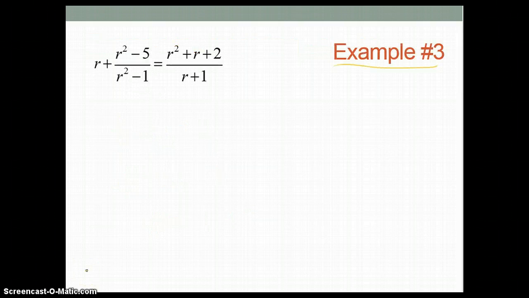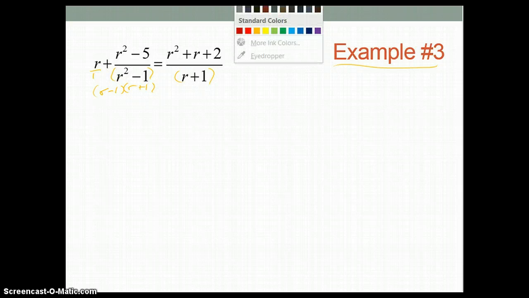Example 3 is going to be much like the other examples. The only difference here is we have r squared minus 1. So instead of writing that, I'm going to write r minus 1 times r plus 1, which is the factored form. Remember, this bottom over here is 1, and this one is r plus 1. So here, definitely consider multiplying things one at a time on this problem.